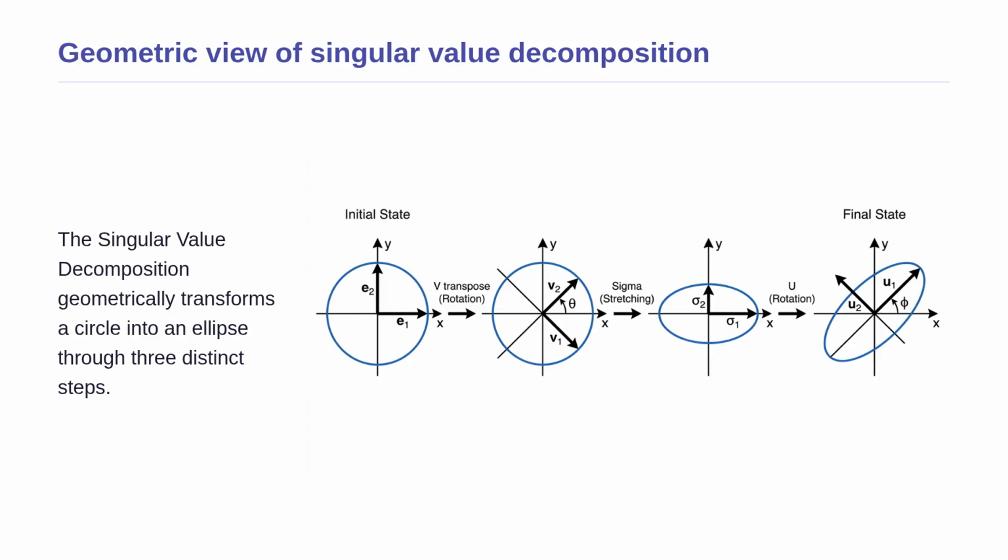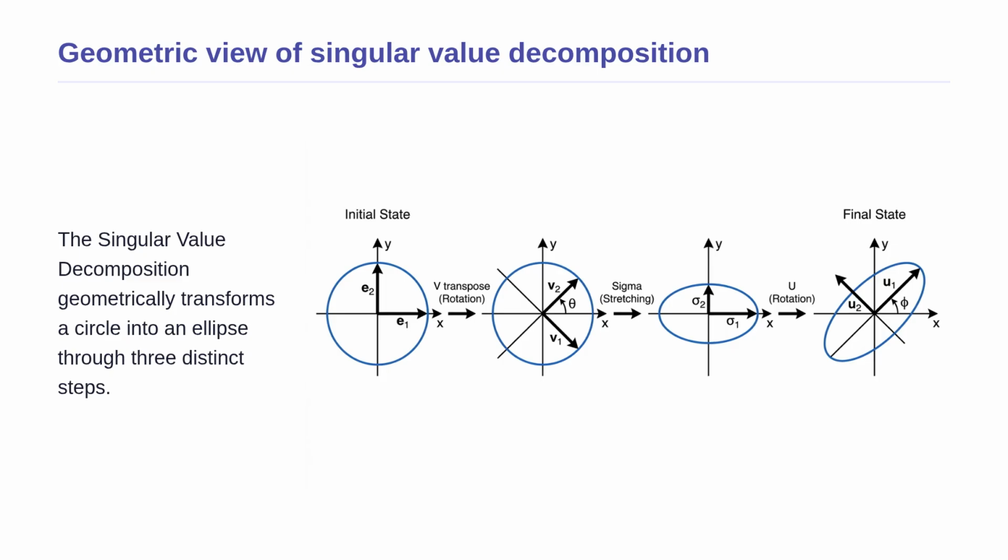To truly grasp what we just proved, let us look at this geometric diagram. Here we see the singular value decomposition broken down visually. On the far left, we have our initial state, a perfect unit circle with orthogonal axes. The first arrow shows the V transpose rotation, which spins the circle but keeps its shape. The middle arrow shows the sigma matrix in action. Notice how it stretches the circle into an ellipse.